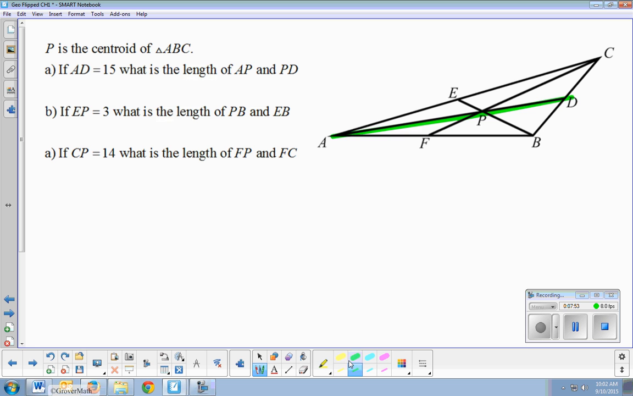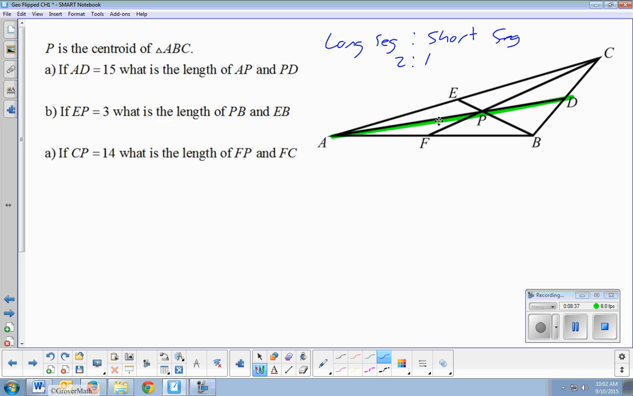What's important about the centroid is it actually splits your segment into specific lengths as far as ratio goes. Now, AD, does it look like it's being cut in half by point P? No, it's not. It's not a midpoint of the median, but it does have a ratio. And the key is that it kind of creates two segments. It creates a long segment connected to the angle and a short segment connected to the side. These segments, long segment to short segment, has a ratio of 2 to 1. And basically what that means is the long part is double the length of the short part.